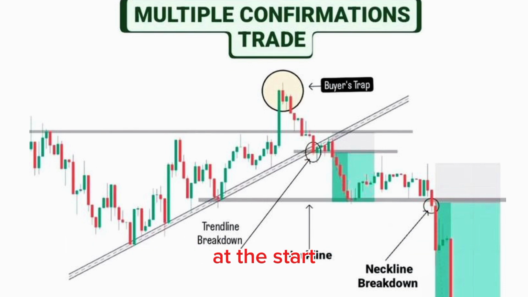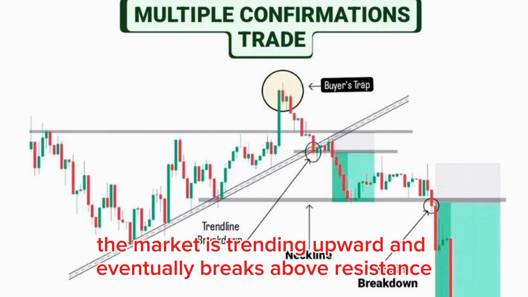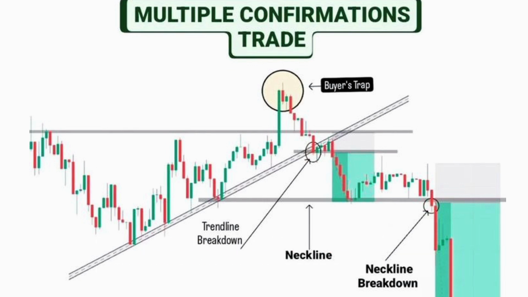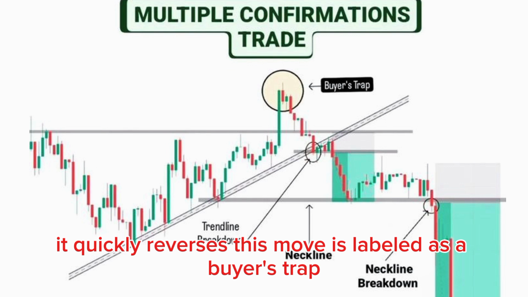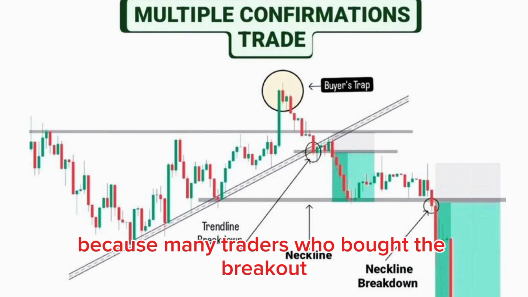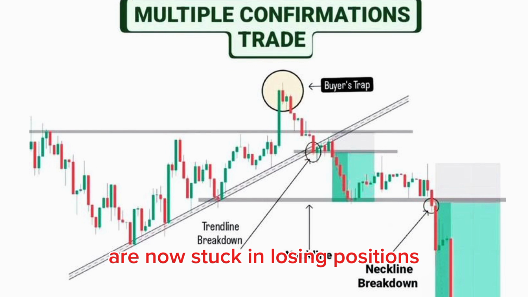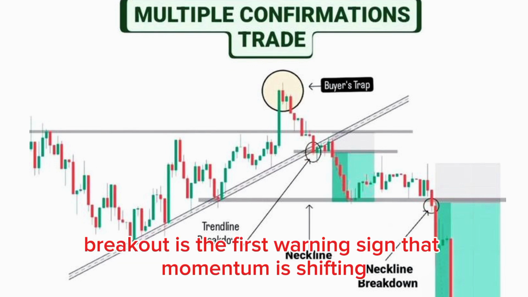At the start, the market is trending upward and eventually breaks above resistance, but instead of continuing higher, it quickly reverses. This move is labeled as a buyer's trap because many traders who bought the breakout are now stuck in losing positions as price falls back below the level. This false breakout is the first warning sign that momentum is shifting.